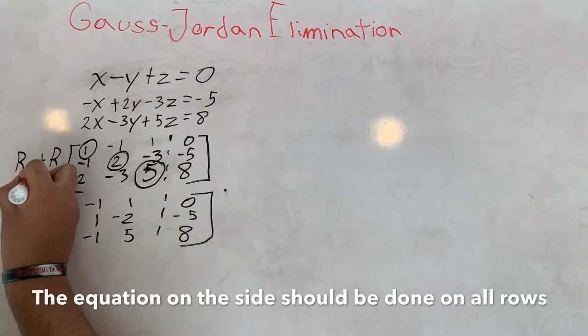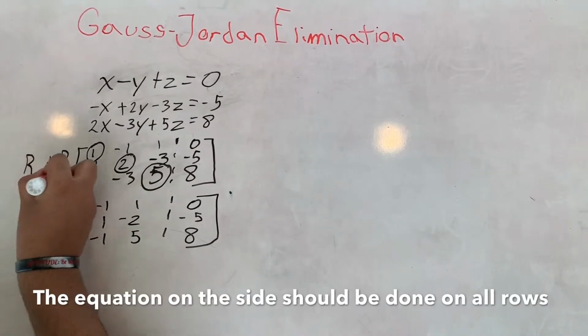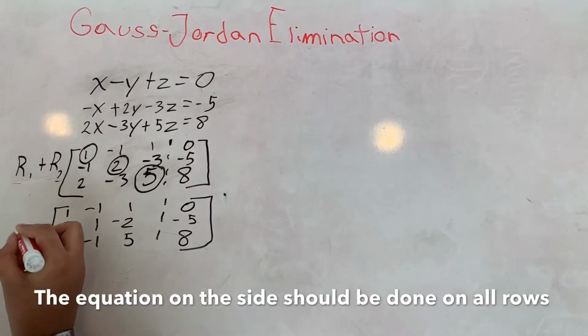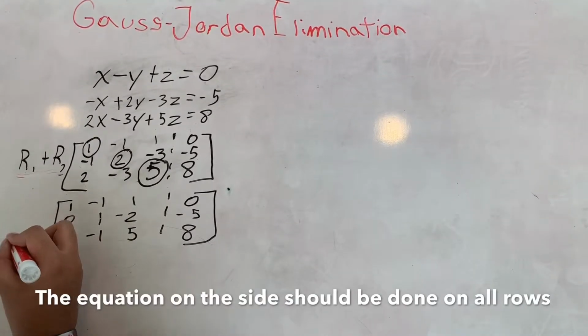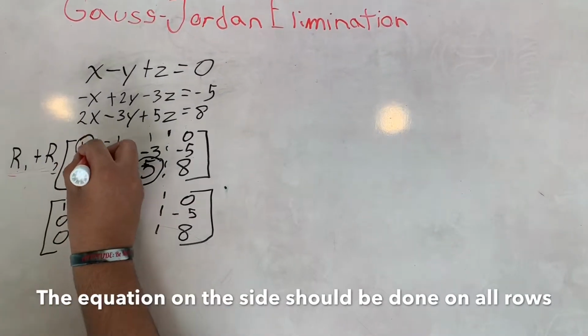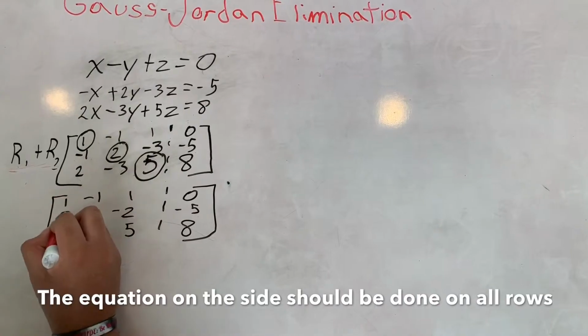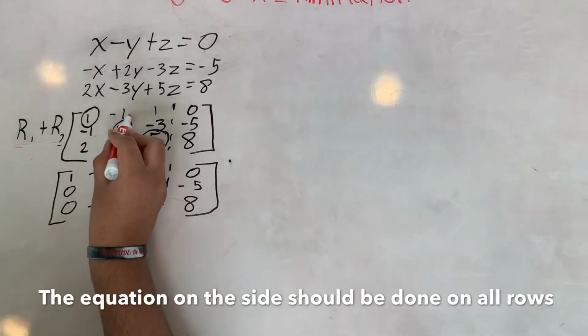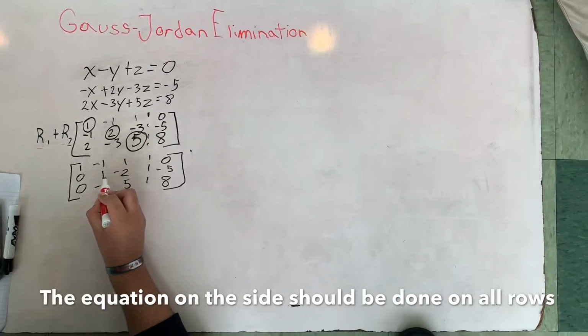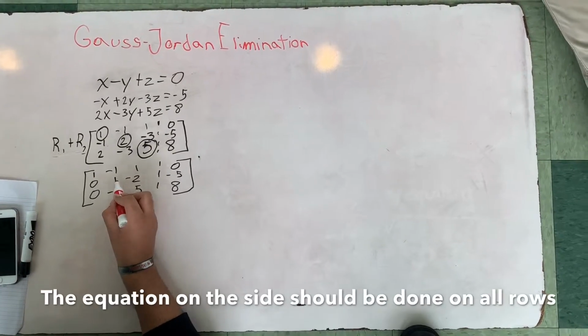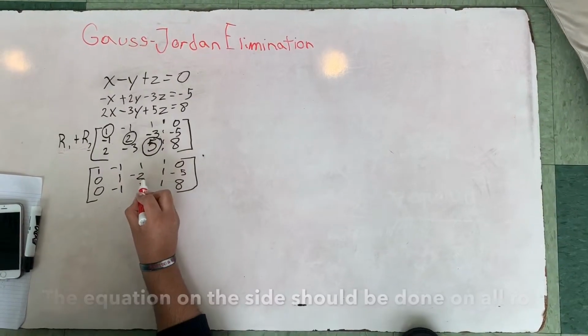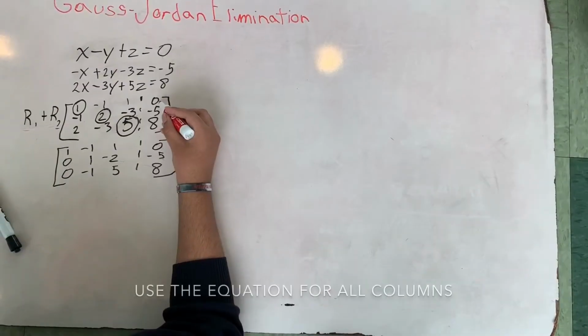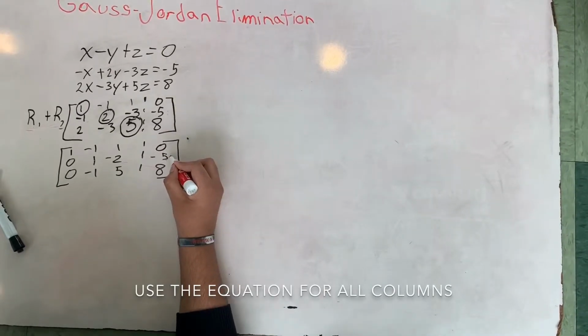Alright, so the first step we took was by adding the first row and the second row. So as you can see, 1 minus 1 is equal to 0. Negative 1 plus 2 is equal to 1. And 1 minus 3 is equal to negative 2. And 0 minus 5 equals negative 5.